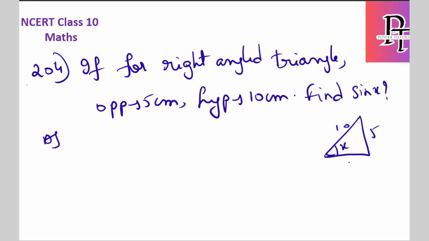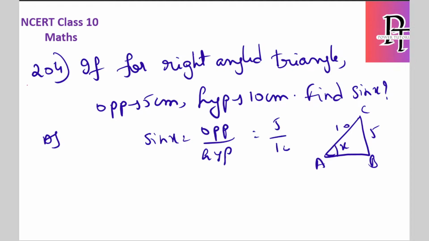This we don't know. Okay, let's leave it. Let's write it as ABC. They're asking sin x. So what is the sin x formula? Sin x is simple. It is opposite by hypotenuse. They provided those two values, so you can directly use them. Opposite is 5, hypotenuse 10. So sin x is equal to 5 by 10, which is 1 by 2.